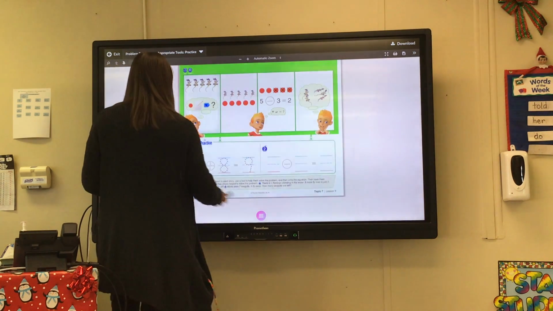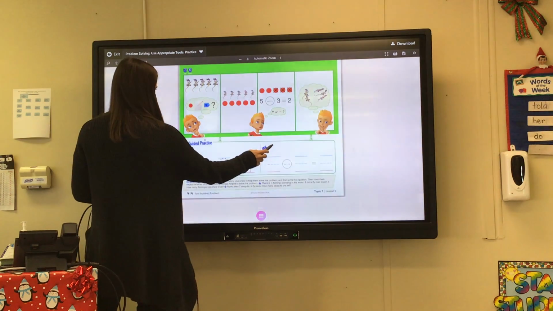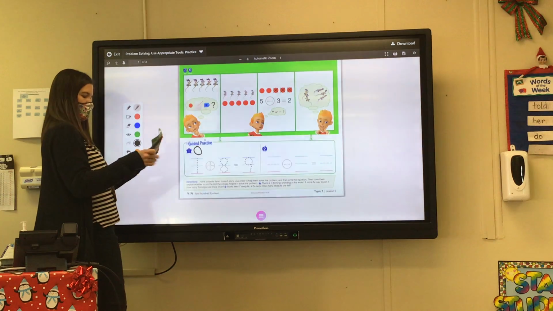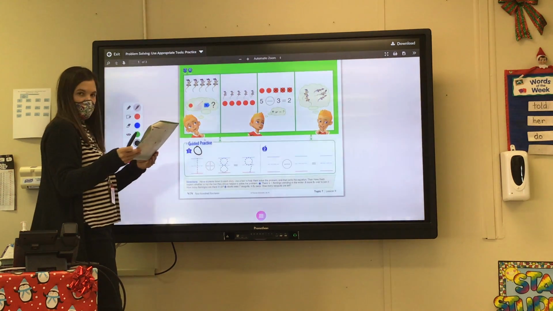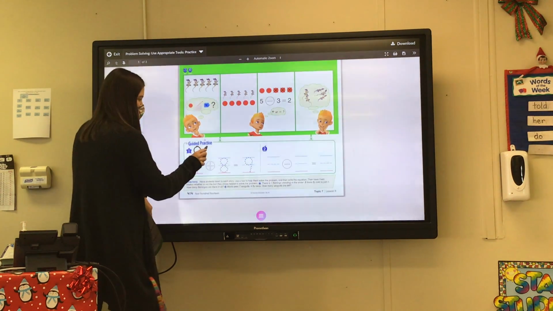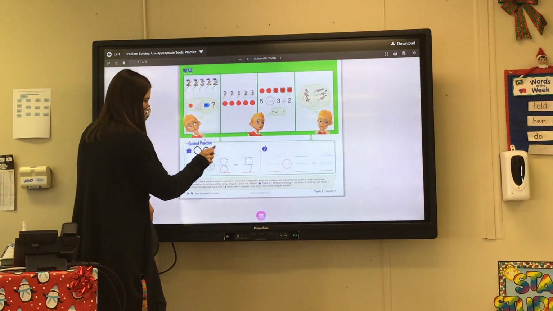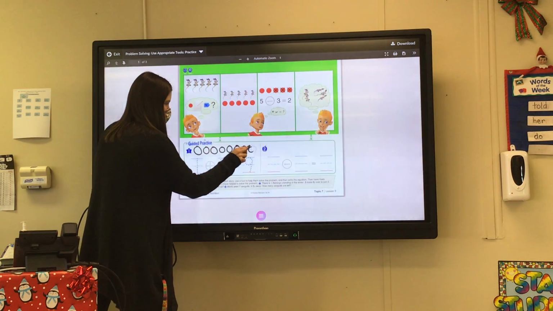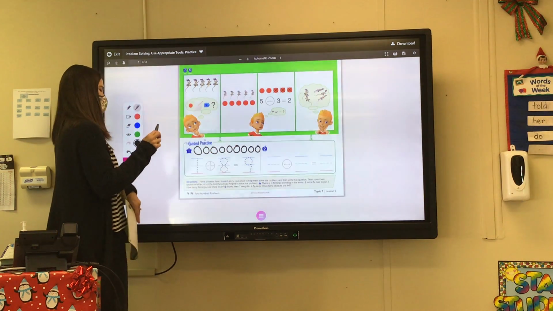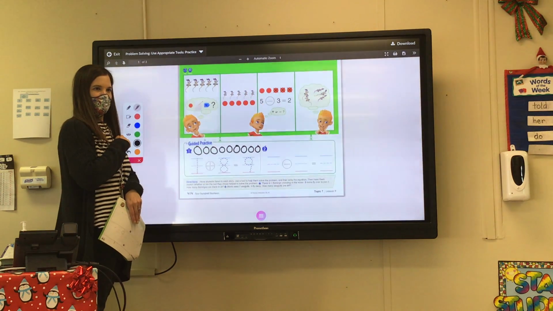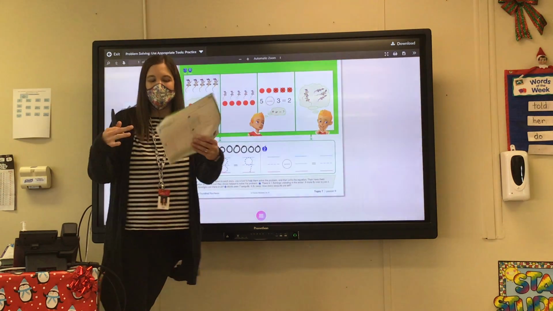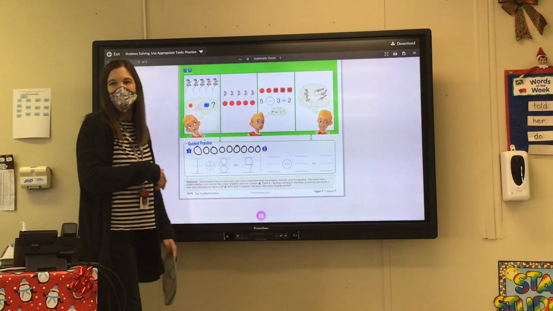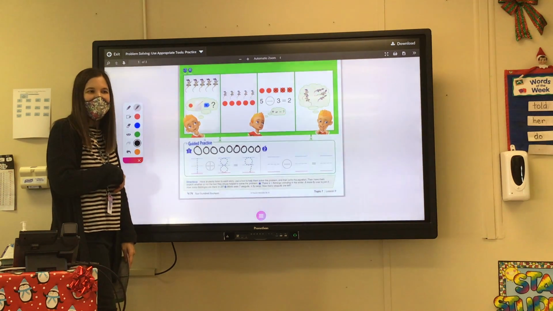So let's draw counters here. There was 1 flamingo standing in the water. 8 more fly over to join them. So draw 8 more. 1, 2, 3, 4, 5, 6, 7, 8. So if they came to join them, and they ask how many flamingos are there in all, we have to write an addition equation because we're adding.